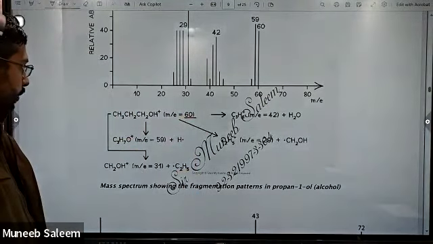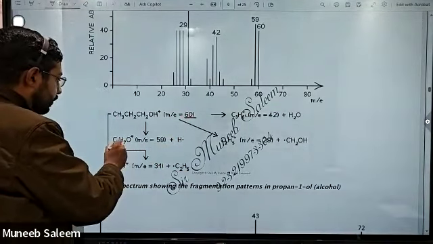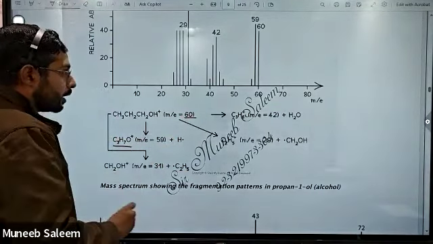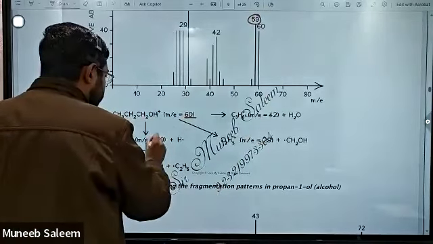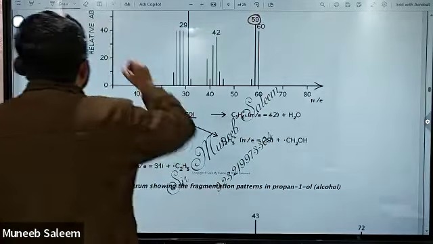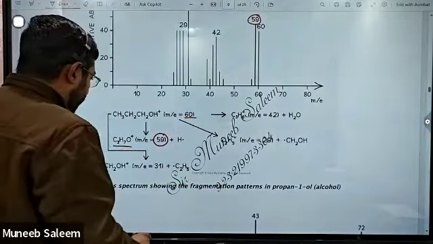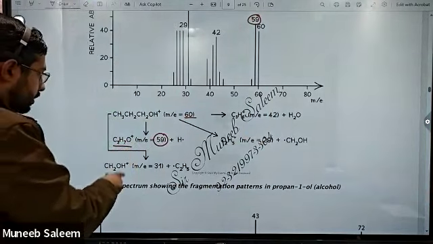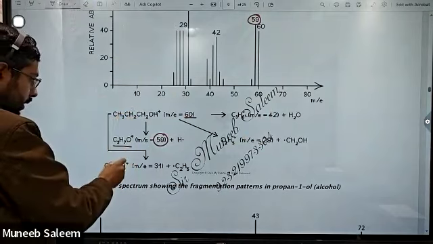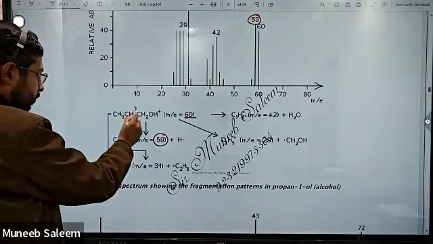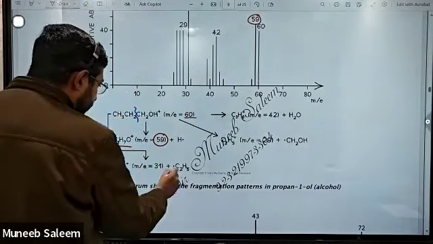Now, if we do the fragmentation by removing one hydrogen, then you will get this fragment. The value is 59. So the 59 value is checked here. Then if we do further fragmentation from this part, it is cleaved from this point to make CH2OH, and the other part becomes an ethyl radical.